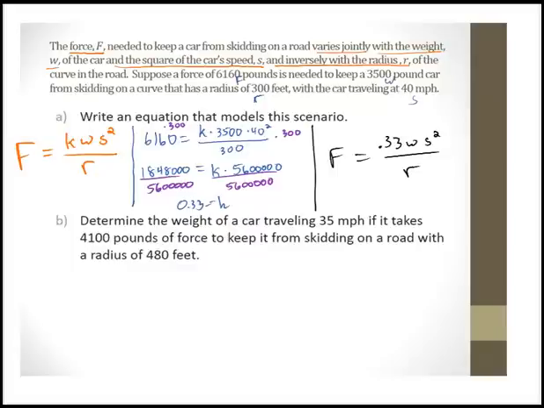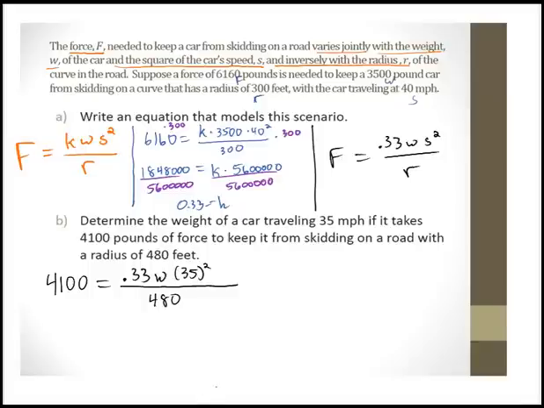Determine the weight of a car traveling 35 miles per hour if it takes 4,100 pounds of force to keep it from skidding on a road with a radius of 480 feet. Substitute what we know. It takes 4,100 pounds of force. So 4,100 equals 0.33. I don't know the weight of the car. I know the speed, 35, and I'm squaring that, and I know the radius is 480. Alright, now I have to solve for W.